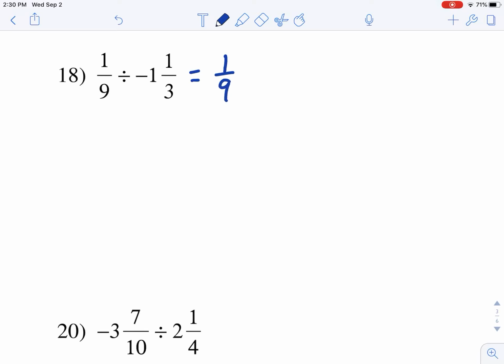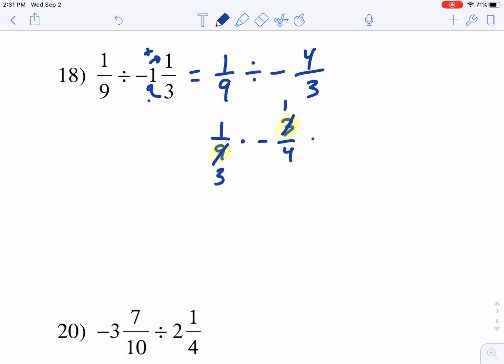1/9 is a proper fraction, no problem there, but this one, this negative 1 1/3, so I multiply 1 times 3 is 3, 3 plus 1 is 4, so negative 4/3. Now I do my keep, change, flip. Looking at this, I see that 3 and 9 are reducible, so I'm going to cancel. If you divide them both by 3, 3 divided by 3 is 1, and 9 divided by 3 is 3. Now to work this out, I do have a positive fraction times a negative. Positive times negative equals negative.